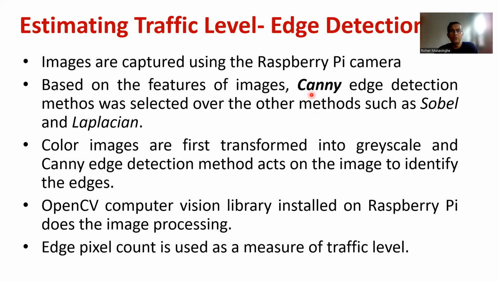So we stick to Canny, and you can run Canny on OpenCV, on Raspberry Pi. So it's a small computer. You can put it on the roadside and power it up. So it's really handy in implementation. You don't need a computer to do the job. So there we first get the color images and transform them into grayscale, and Canny detection applies on the images and identifies the edges. Okay, so that's how it goes. Using the edges, we try to calculate the traffic level.